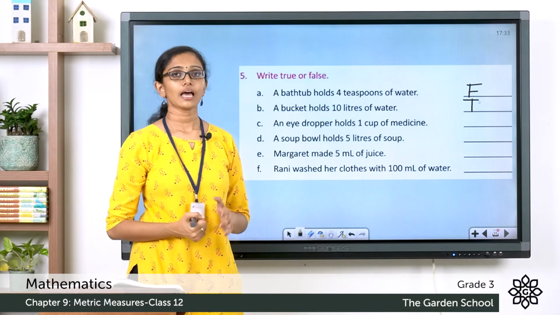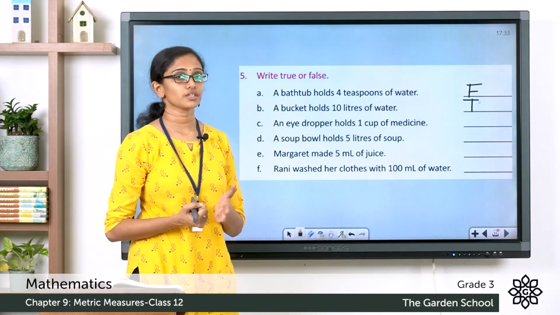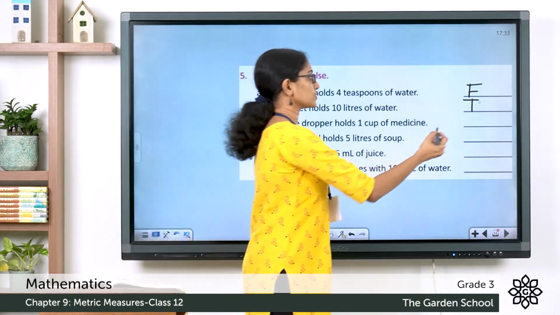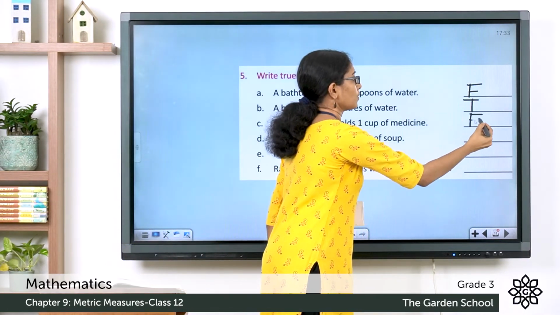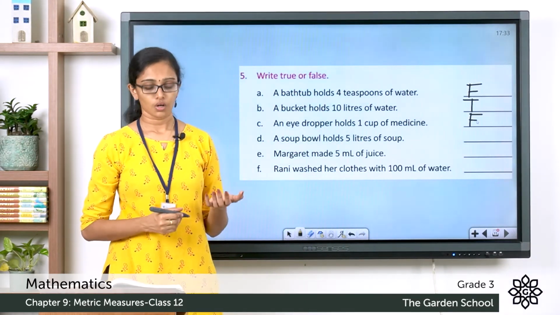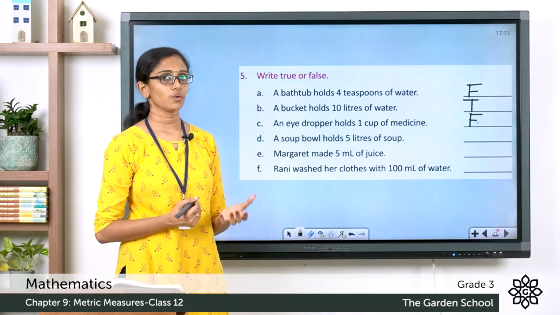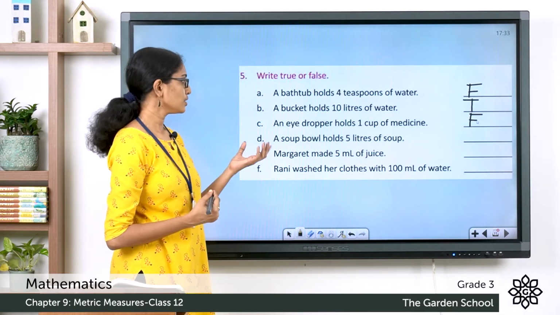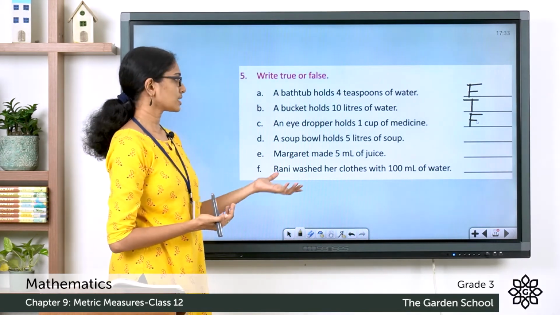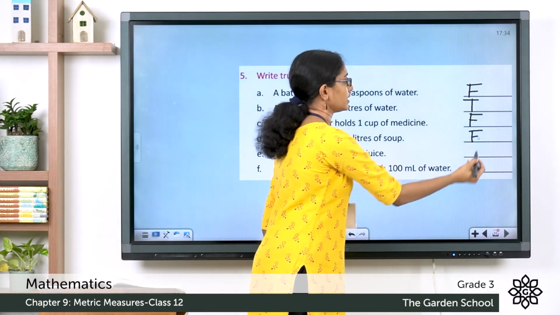Now, the next one. An eyedropper holds 1 cup of medicine. Is it true? Is it possible? No. So that statement is also false. Now the next one. A soup bowl holds 5 liters of soup. Is it possible? No. A bowl is a small container, so it's not possible that it can contain 5 liters of soup. So that statement may be a false statement. So you can write false here.